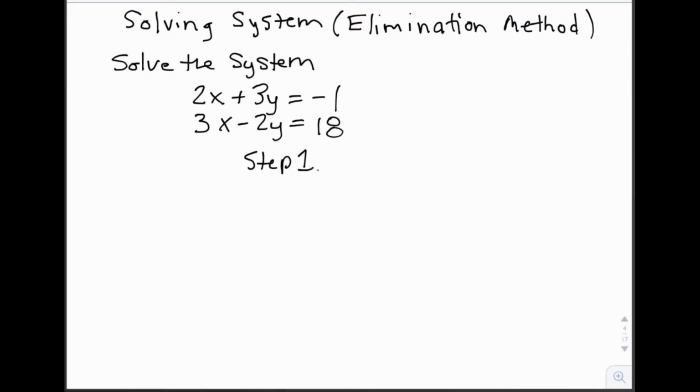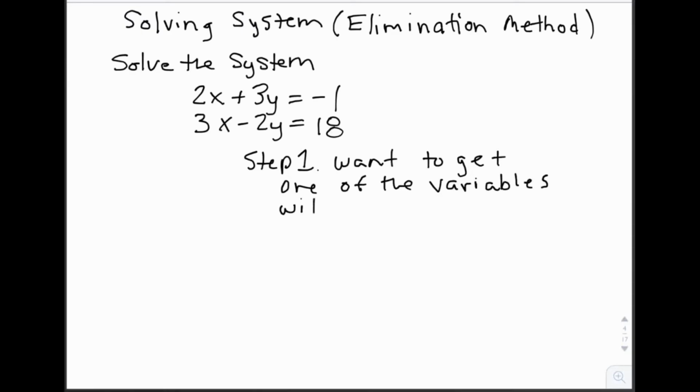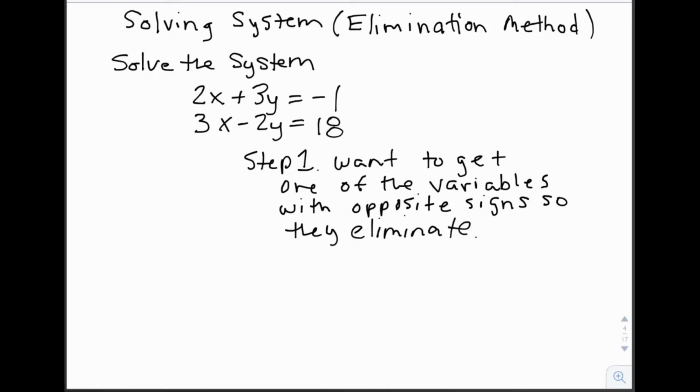here, what we want to do is get one of the variables with opposite signs, so they eliminate. And additionally, you want them to have the same value, just opposite signs.